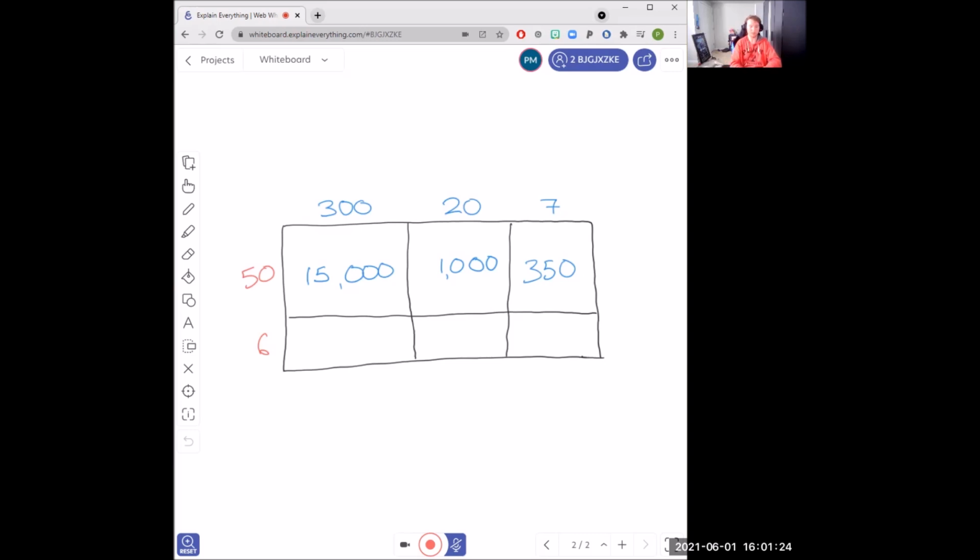We're going to look at the bottom row now in red, and we're doing roughly the same thing. So we have 300 times 6. Well, 3 times 6 would be 18. So 300 times 6 would be 1,800. Next, we have 20 times 6. Well, 2 times 6 would be 12. So 20 times 6 is 120. I just multiplied by 10 there. And then this last one, 7 times 6, well, that's 42.